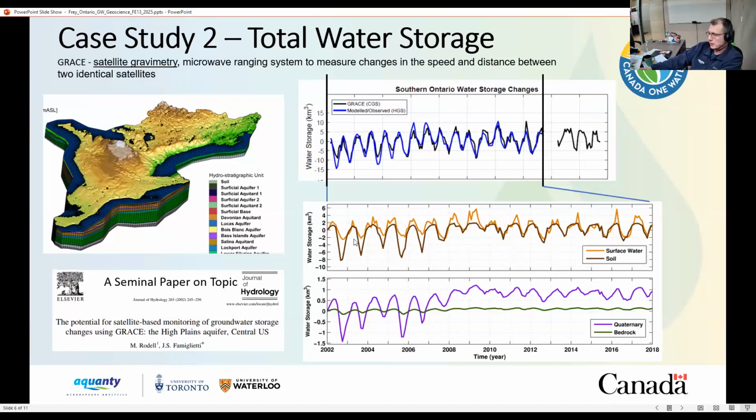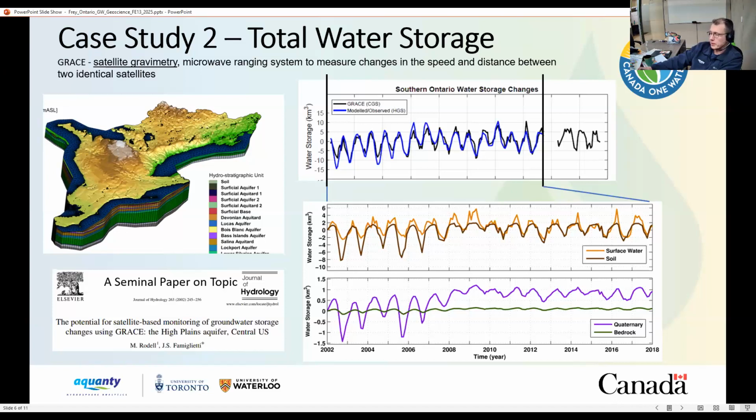And what's interesting is you can see the interannual variability that's largely associated with the surface water and soil compartments. But then you have these longer decadal signals that operate on a much longer time frame that are associated with storage changes in the quaternary and bedrock. And that correlates with the different frequencies we see in the aggregate signal we're getting out of GRACE. So a really good way to corroborate water storage change that we're detecting in the fully integrated groundwater surface water modeling against a remote sensing based product.